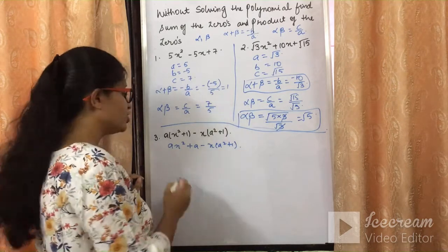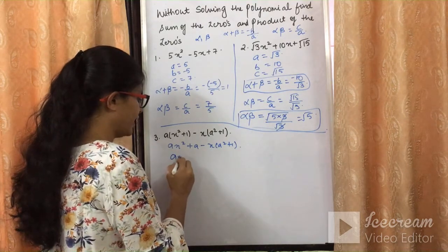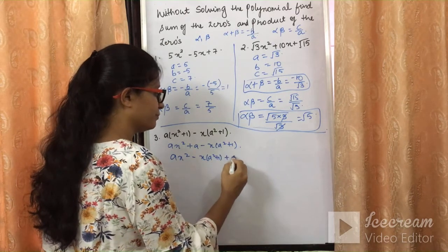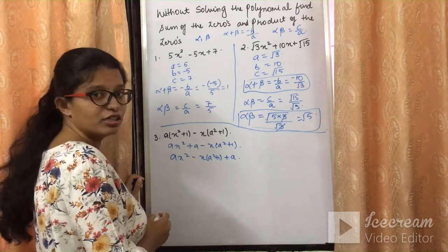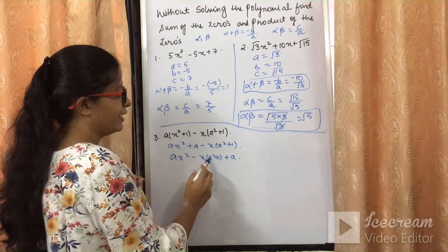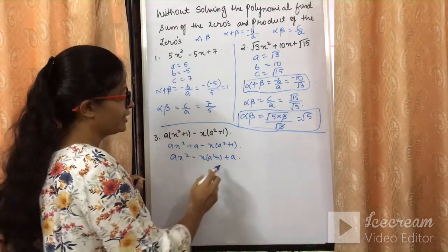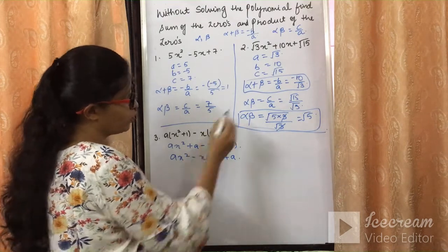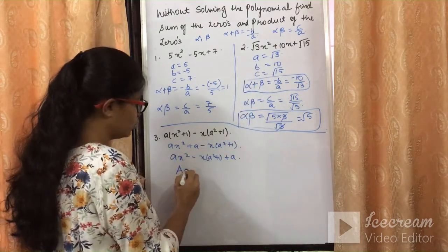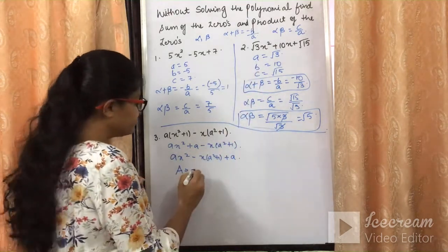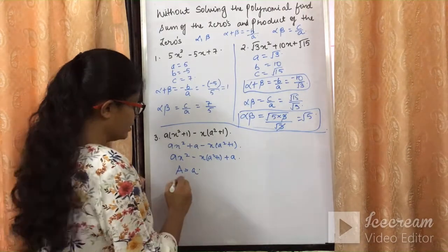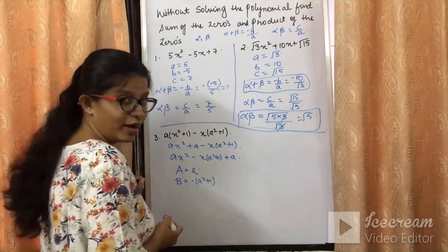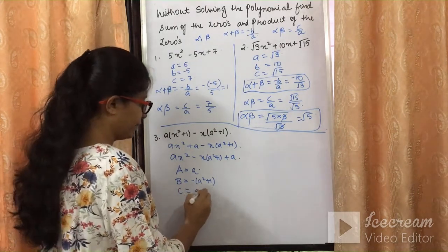So can we rearrange the equation and write it like this? a x square minus x times a square plus 1, plus a. So a is the coefficient of x square, a square plus 1 is the coefficient of x and a is the constant. Now instead of small a, let me write capital A, because you might get confused. Capital A, capital B is nothing but minus a square plus 1 and capital C is nothing but a.